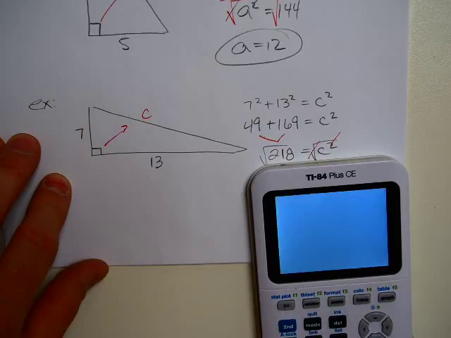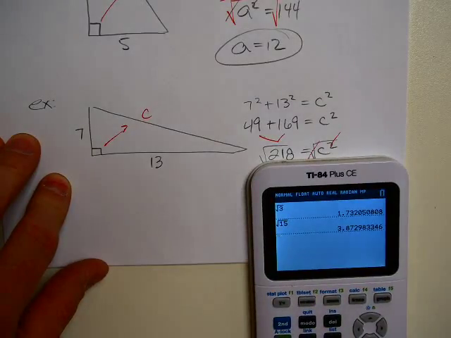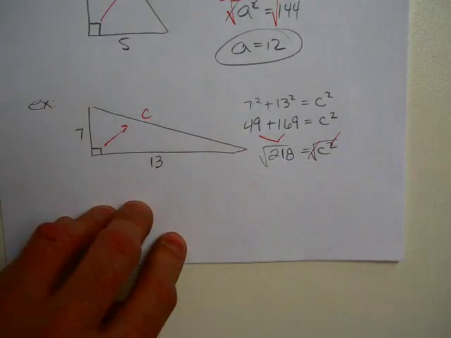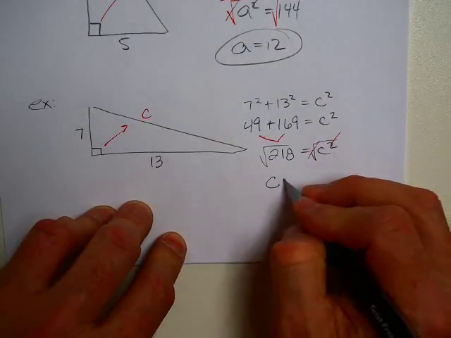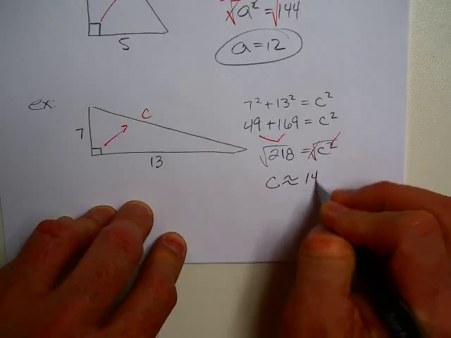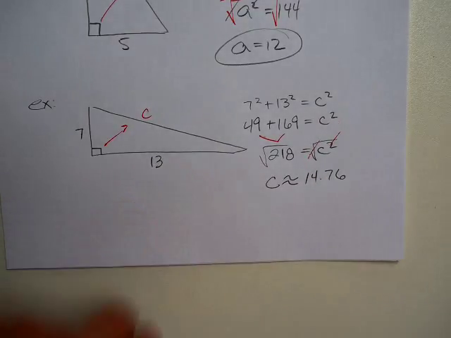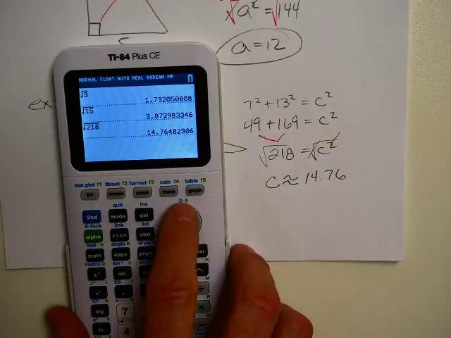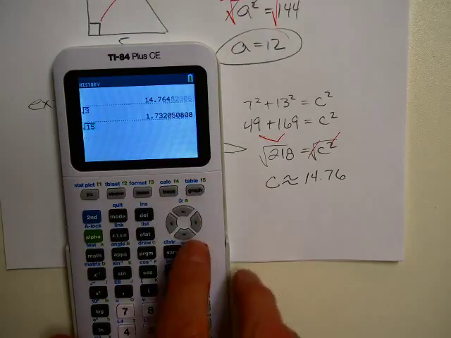If I take the square root of 218, I don't think it's going to be an even number. It's going to give me about 14.76. So we're going to say C is about 14.76. Bringing back this number, let me clear everything else out here.